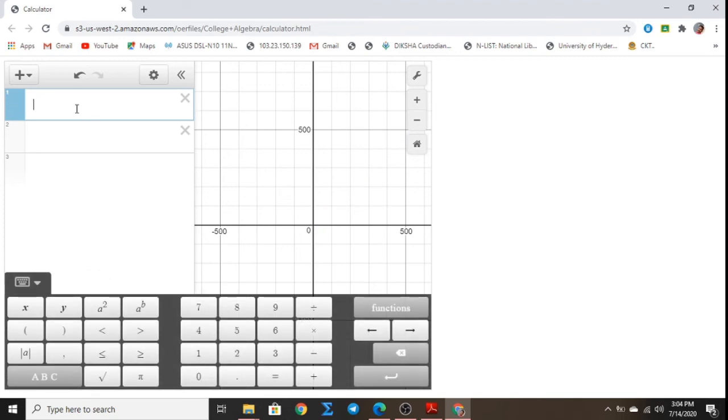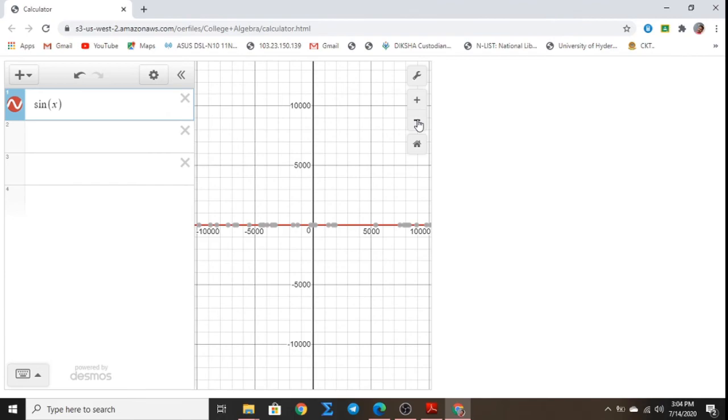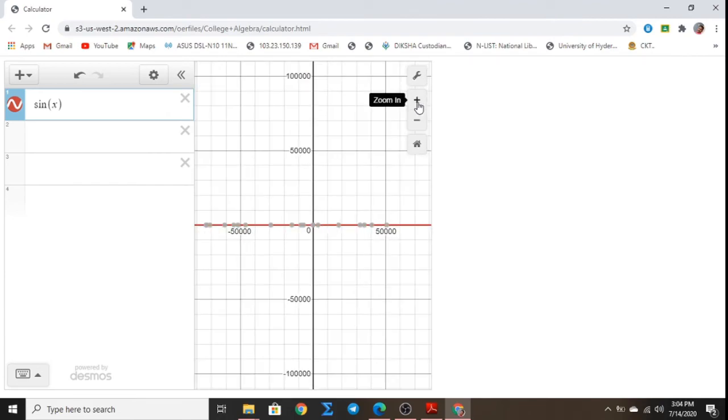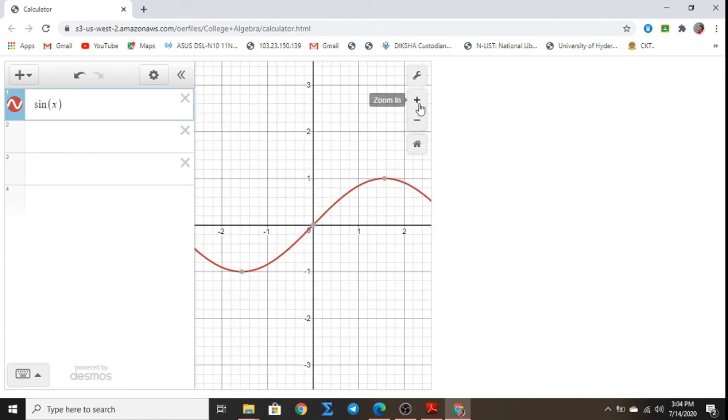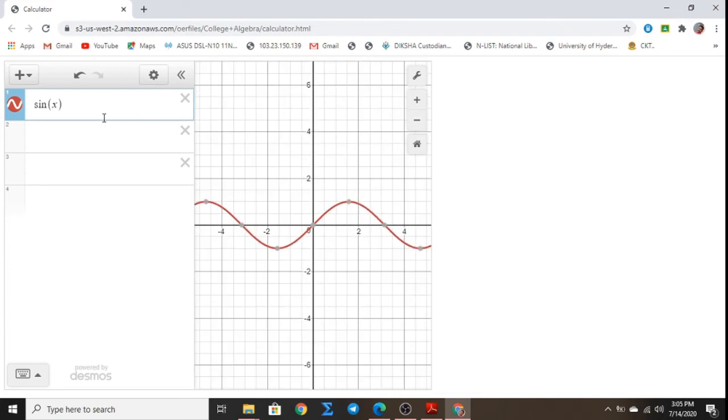Secondly, we will draw the graph of, suppose, the sin x function. The sine function is a wave function, and we will see the graph of that function. Just we have to zoom in. Okay, see the graph. What we have done is zoom in, and you will observe this graph. So this is the graph of the sin x function.